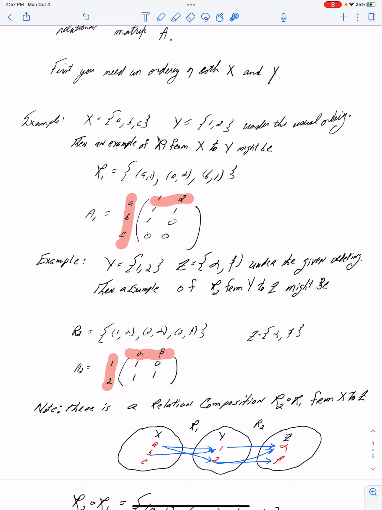This relational matrix is a bit or binary matrix, and I put 1s corresponding to ordered pairs and zeros if they're not there.